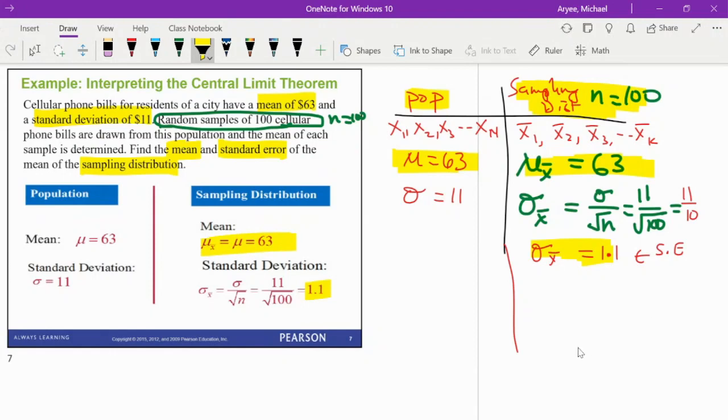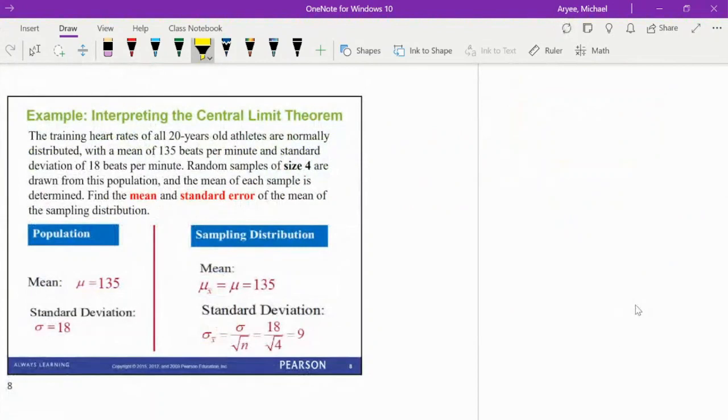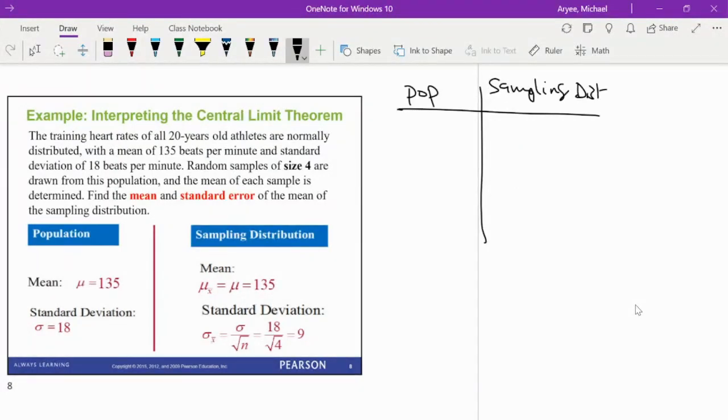All right, let's look at more questions. So this is another question. I'm going to break every question into two parts, the population part and then the sampling distribution part. Population part is always x1, x2 up to x big N. Sampling distribution part is x bar 1, x bar 2 up to x bar k, where k is the number of possible samples.